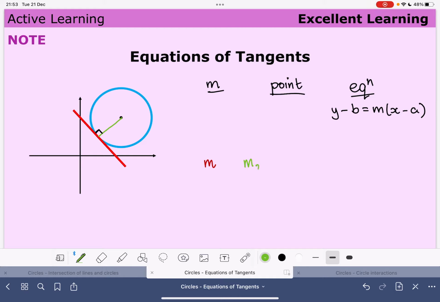So that means that we've got essentially that m1 times m2 equals -1, and we can use this idea of perpendicular gradients to identify the gradient of the red line if we can find the gradient of the green line. We should be able to find the gradient of the green line because we can use the centre and the point of contact to find the gradient of that green line. So we're going to have to find the gradient of the green line first, and that's going to allow us to find the gradient of our tangent. We're going to know our point of contact, and then we can find its equation. Okay, so we're going to look at two examples, just going through this process, and then again there's some practice at the end of the video for you guys to go away and try.